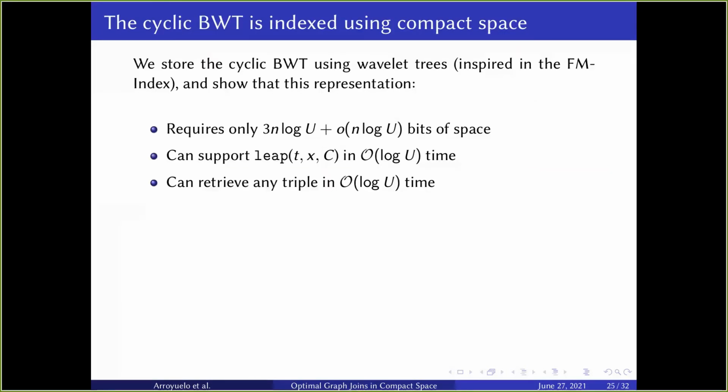fast. For this, we index the cyclic PWT using wavelet trees. Also a technique inspired by text indexing data structures, in this particular case, the FM index. And we showed that our representation requires only 3 n log u bits of space plus some lower order term. Note that this is quite close to what you need just to represent the data of your graph.